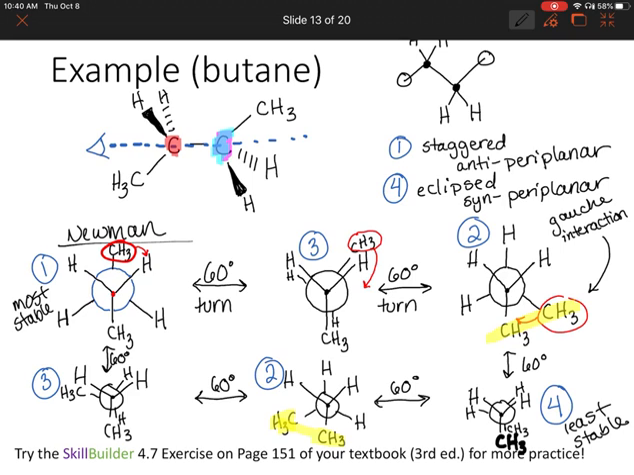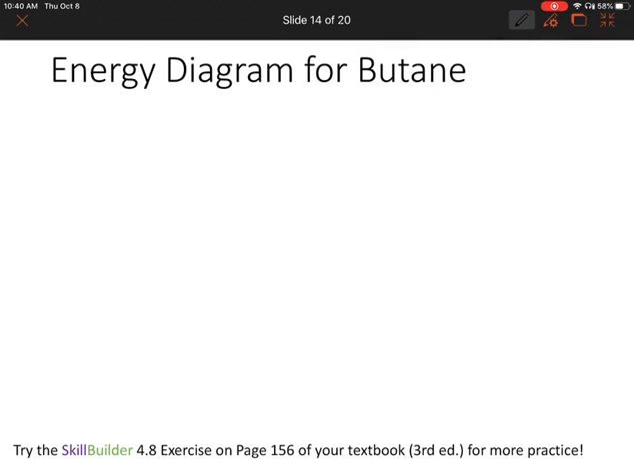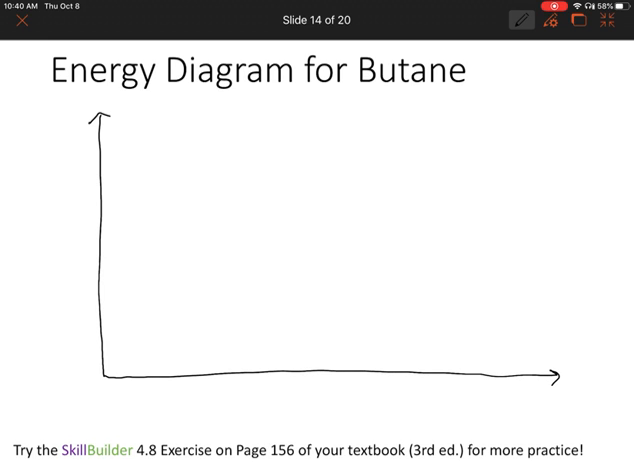Okay, so let's actually draw the energy diagram for butane and all of its different Newman projections. So I'm going to draw the same x and y axes that we did before. The y-axis is our energy level. The x-axis we're just going to call rotation. Okay, so we said that figure 1, or our first Newman projection, was the most stable, so it would have really low energy.